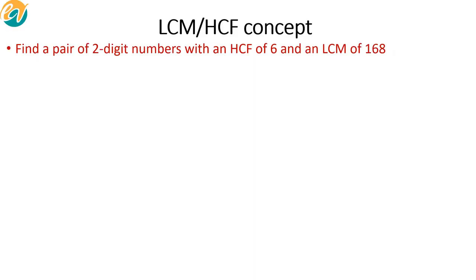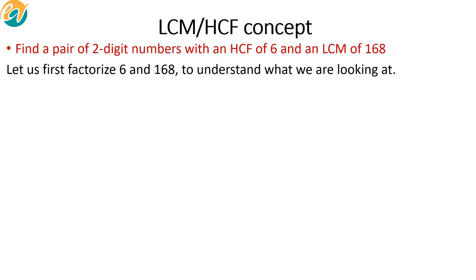Yes. So how do we do that? How do we do this? So find a pair of two-digit numbers. So we have to find out those two-digit numbers whose HCF, highest common factor, is 6 and least common multiple is 168. So what we do is, let's first factorize 6 and 168, basically prime factorization.